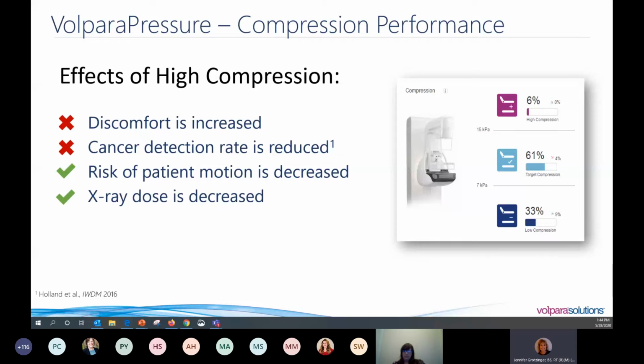That was determined in the Holland et al. landmark study: if too much compression is put on a cancer, you can actually cut off the blood supply to that cancer, causing that cancer to not even appear on your mammogram. Therefore, your radiologist is going to miss it, and of course, you're not helping out your patients. So you don't want to use too high of compression or too low of compression.